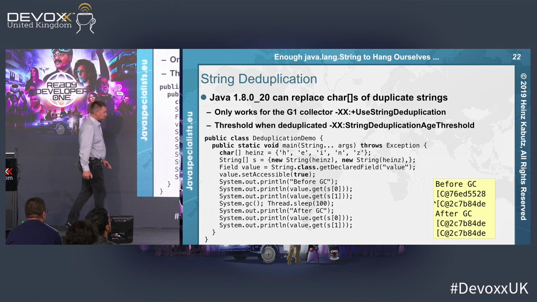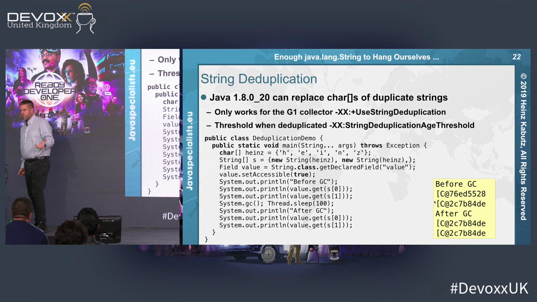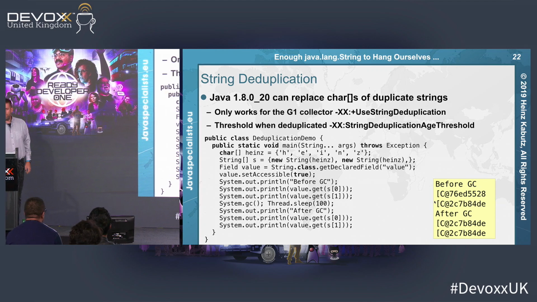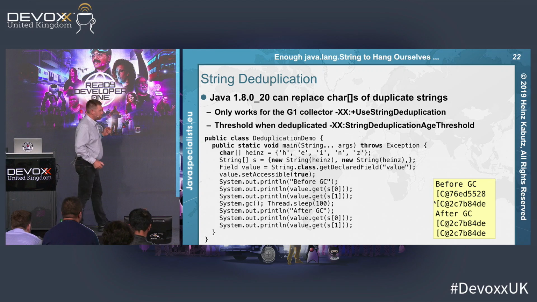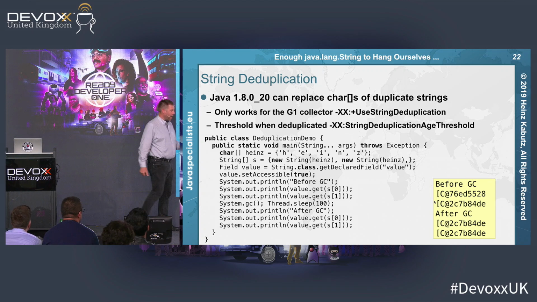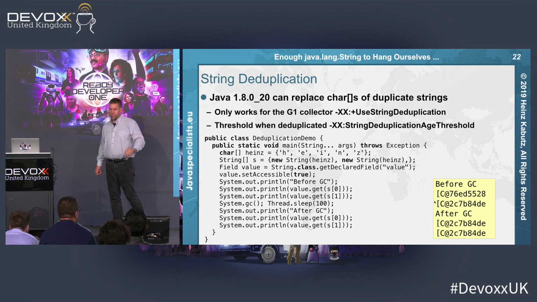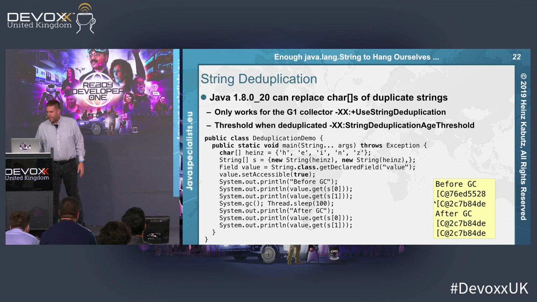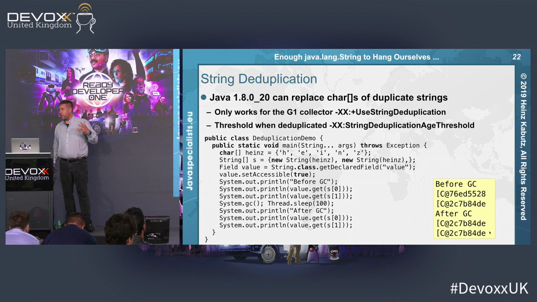And then I call System.gc(). Now, that actually does a full GC. You don't need a full GC, you just need a number of GCs, I think 5 or 6 young GCs. I'm also sleeping for a while, because after it's been notified that it's going to do this, it still takes some time to actually do the deduplication. And after the GC, you can see that the char array is a shared char array. So this can save a lot of memory.